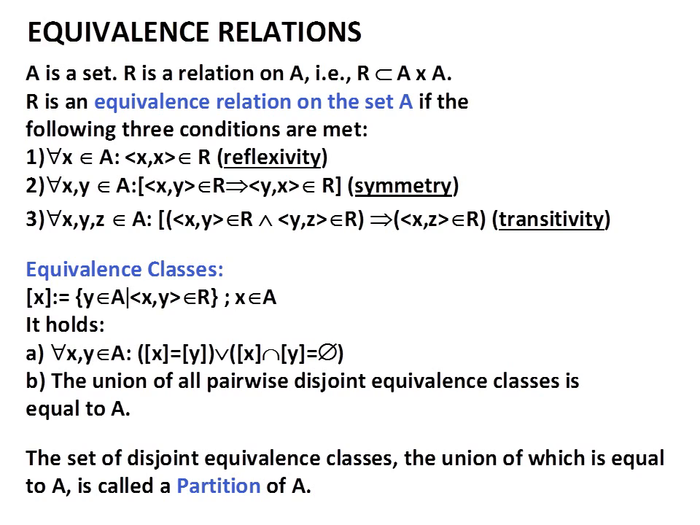Now come two important properties of equivalence classes. The first is that if you take two arbitrary elements of A, say x and y, then their corresponding equivalence classes are either disjoint or equal. The second is that the union of all pairwise disjoint equivalence classes is equal to A. The set of disjoint equivalence classes, the union of which is equal to A, is called a partition of A.